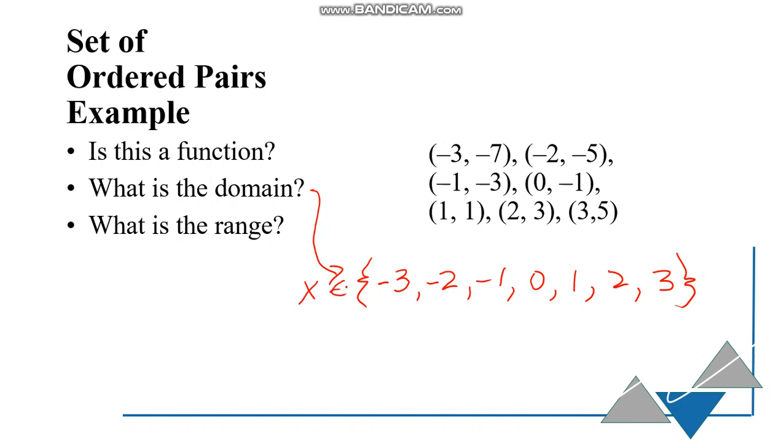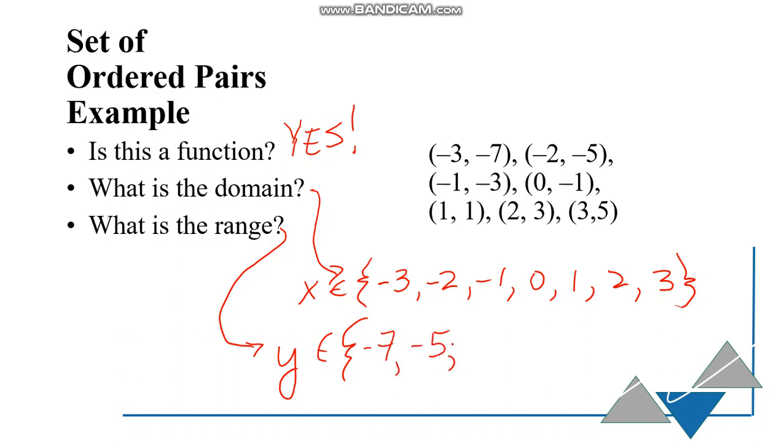X is in that set. And there's no repeats, right? No x is getting assigned to more than one y. So this is a function. Yes. And what's the range? Well, again, range goes with y. So I make a set of all my y values: -7, -5, -3, -1, 1, 3, 5.